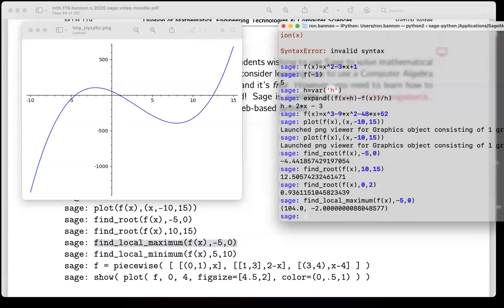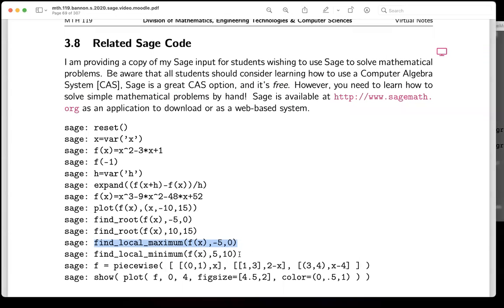Let's take a look, see what it does. So what does it say? It's 104. That's the maximum value. I was saying 100 when I look at the picture, right? And then it looks like it occurred about at -2. That's what they're saying over here. Again, it's good to understand what you're typing in and what's given back to you. All right, let's do the local minimum.